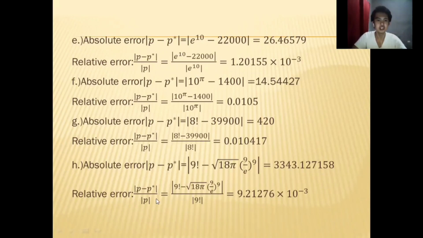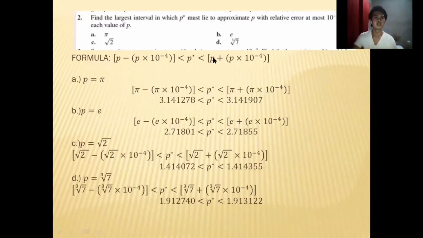So in relative error, absolute value of 9 factorial minus square root of 18 pi times 9 over e raised to 9, over absolute value of 9 factorial. So using a calculator, we get 9.21276 times 10 raised to negative 3.